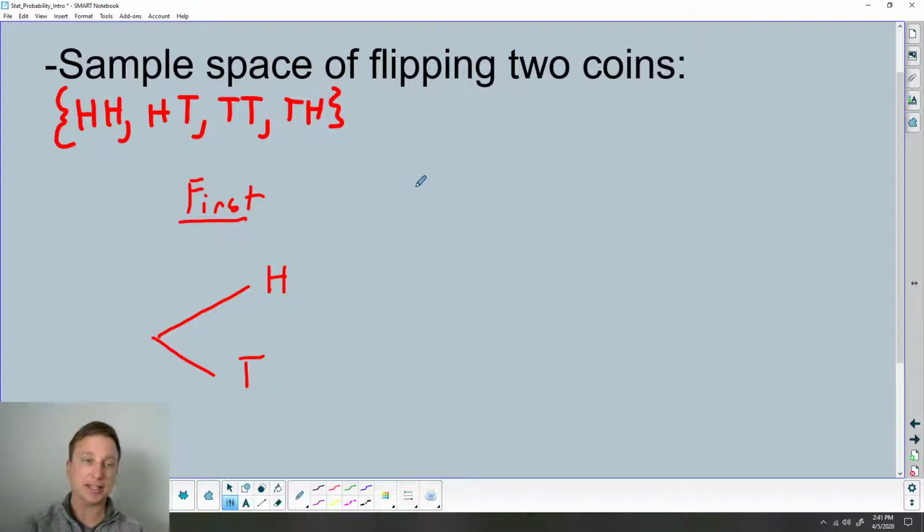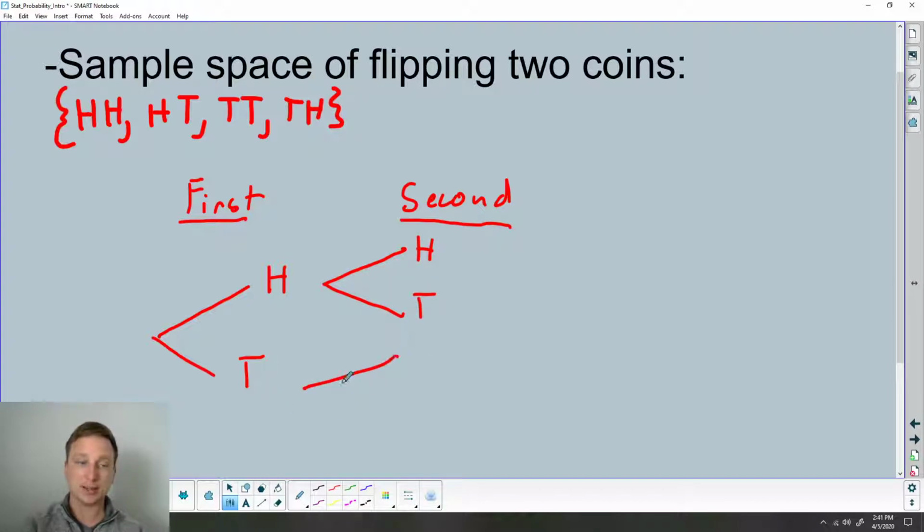Now if I flip my second coin, I continue this branch, so I basically take this and reset it and create it again off of H. If the first one's heads, the second one can still be that same outcome. It can be heads or tails. Or if the first one's tails, the second one can be the same outcome. It can be heads or tails. So this is called a tree diagram, and the way we read it is I just go along the branch that I'm interested in until I've followed every single branch and every outcome.